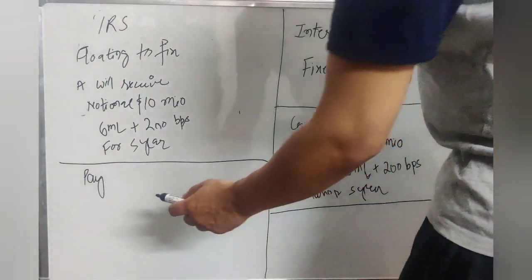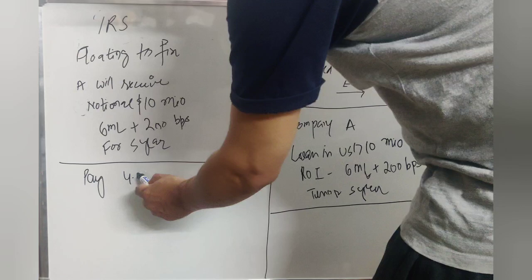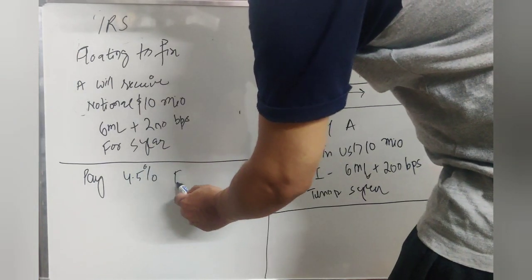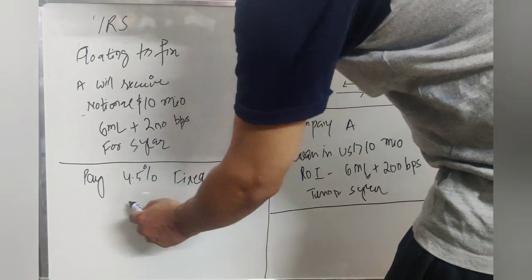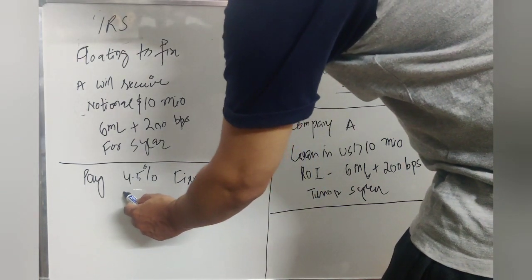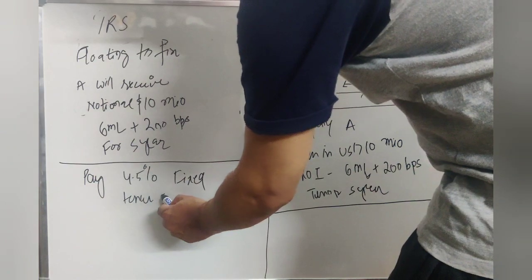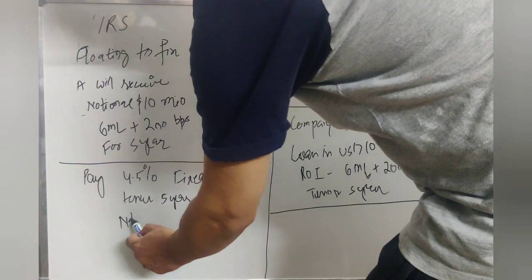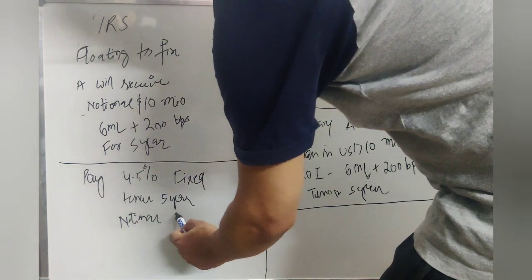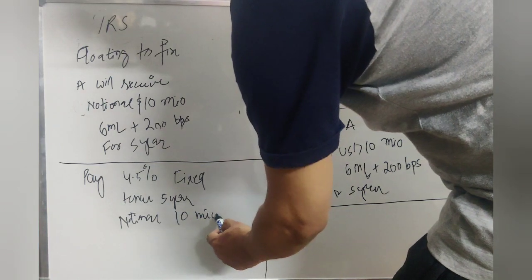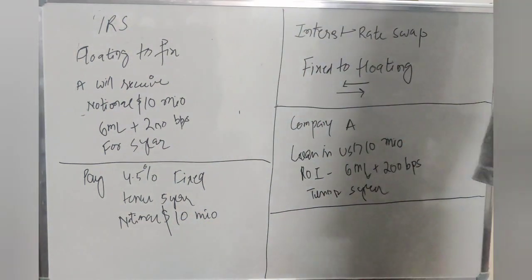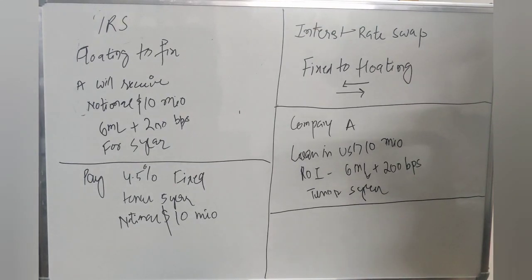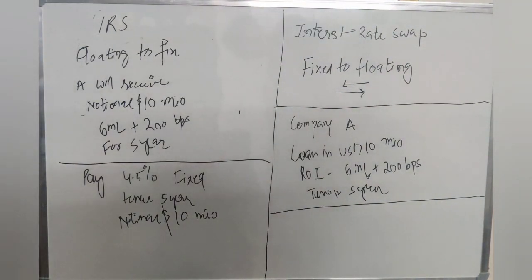Let's say the cost for paying the fixed rate is 4.5%. Now in the scenario the interest rates go up and the floating rate reaches, let's say, 5%. So without the hedge, the company would be paying around 5%. But by doing an IRS swap, the company has fixed their liability at 4.5% for the tenor of 5 years for the notional amount of 10 million. So this is the way the company can hedge their floating rate liabilities into fixed rate liabilities.